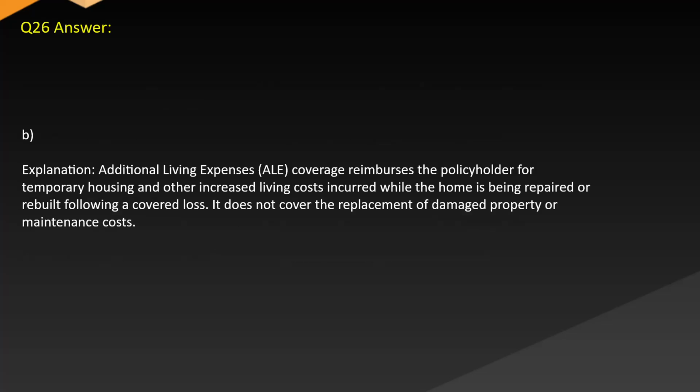Answer: B. Explanation: Additional living expenses coverage reimburses the policyholder for temporary housing and other increased living costs incurred while the home is being repaired or rebuilt following the covered loss. It does not cover the replacement of damaged property or maintenance costs.